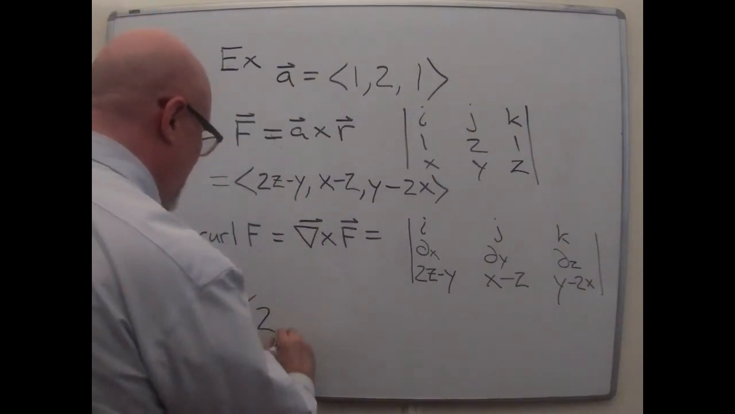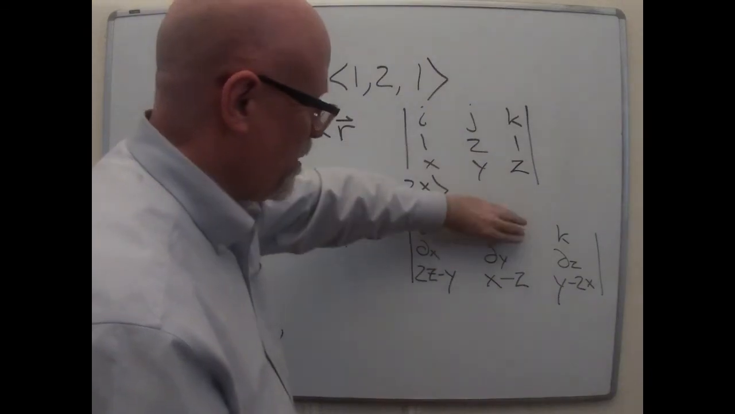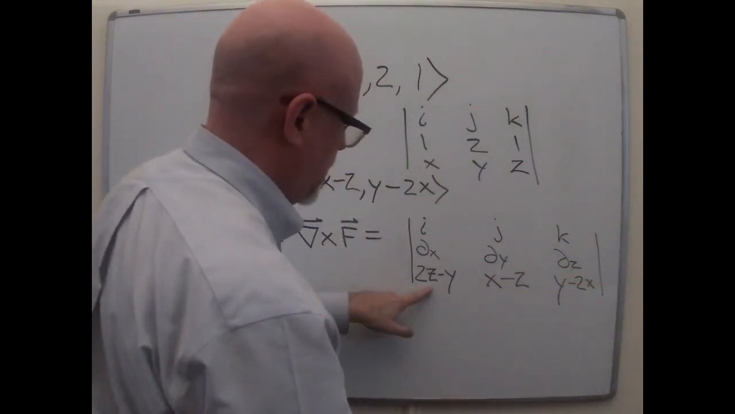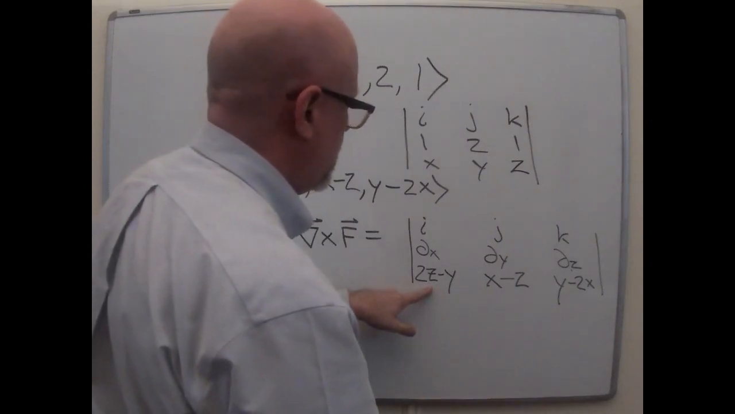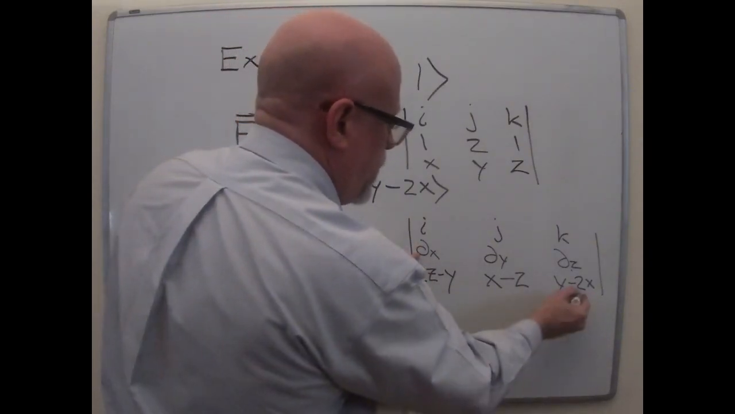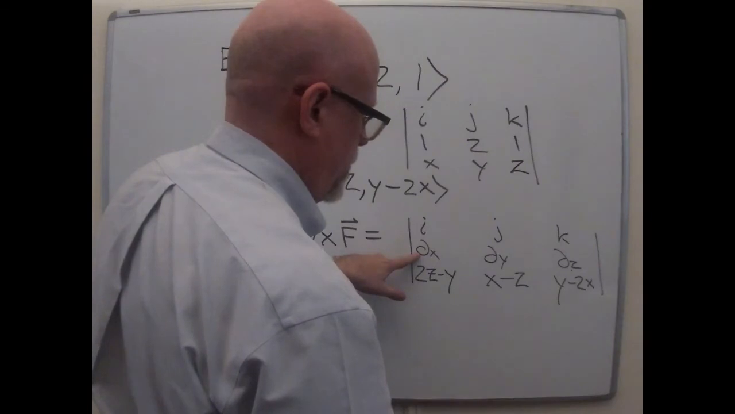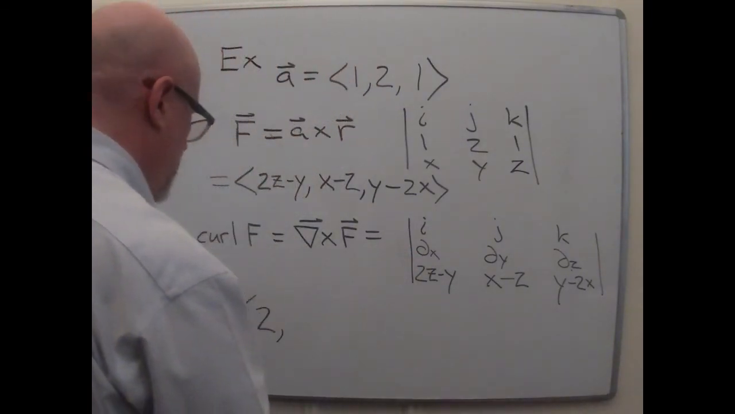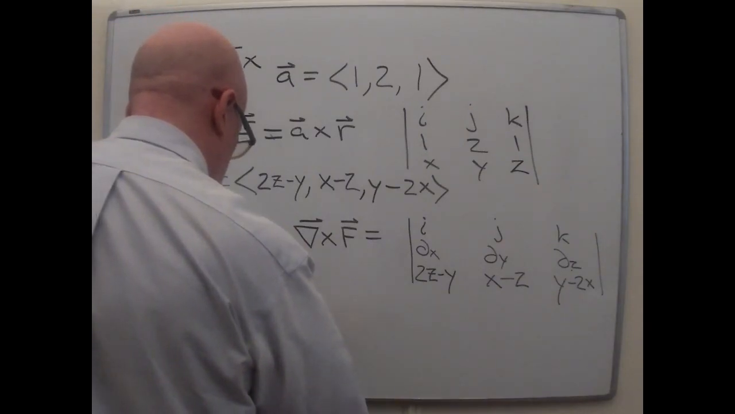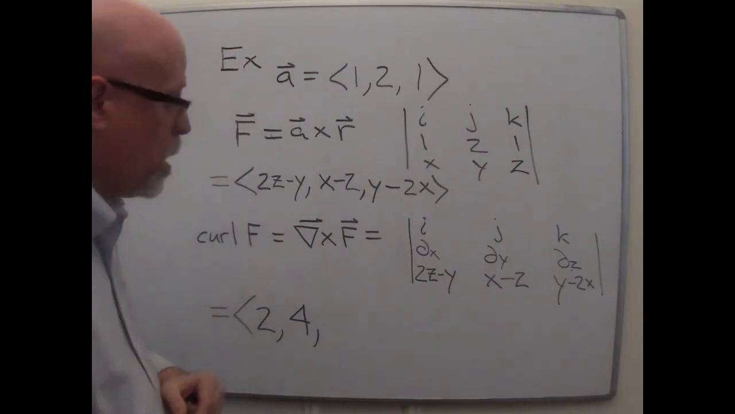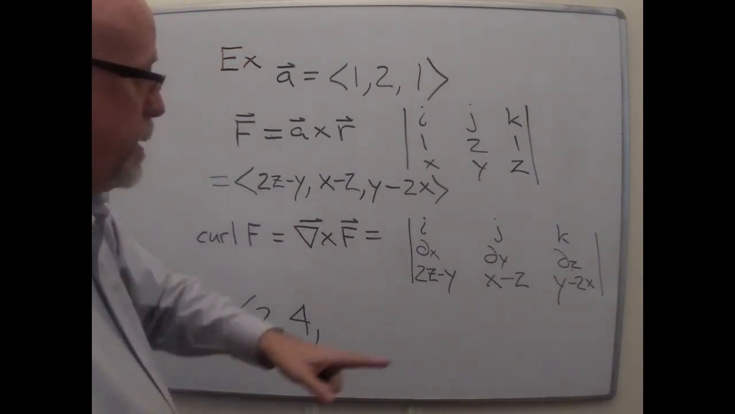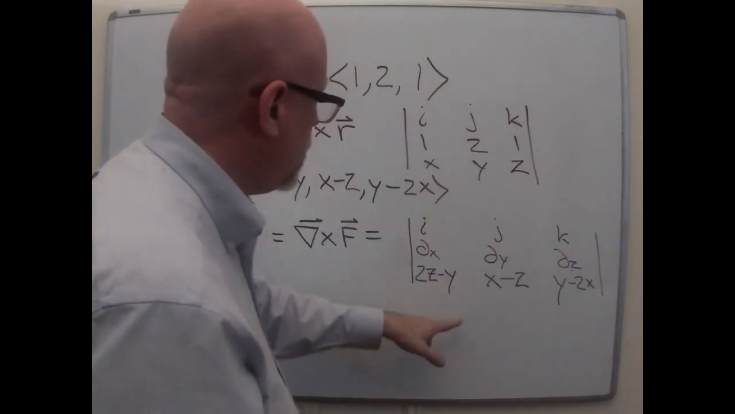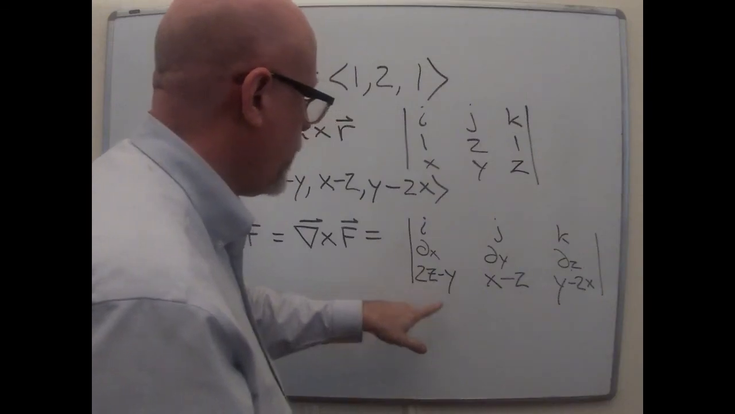All right, what's in the Y coordinate? That's when we cover up J and look at the other things. Partial Z of this one gets me a 2, and partial X of that one, that's a minus 2. But that one's subtracted, so that's 2 minus minus 2, or 4. And then lastly, the K coordinate, partial X gets us a 1, minus partial Y gets a minus, yeah, that's another 2.